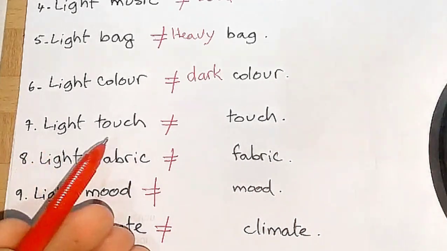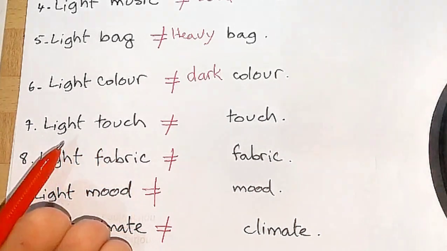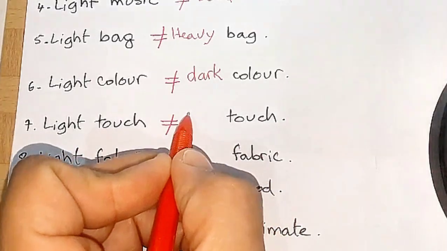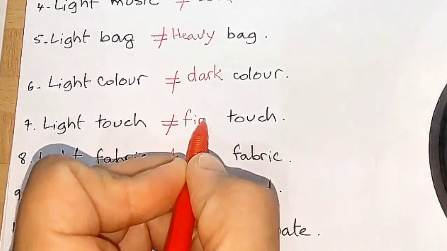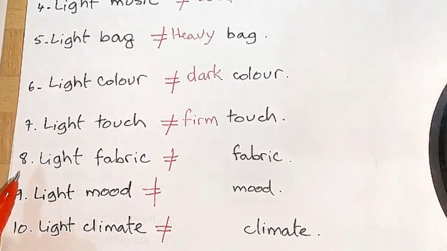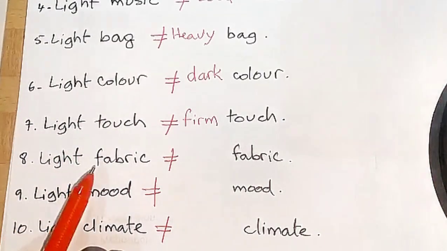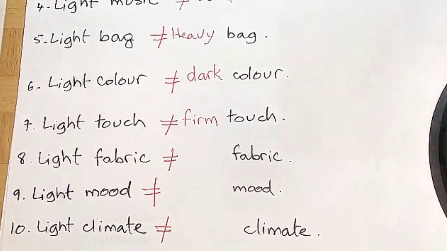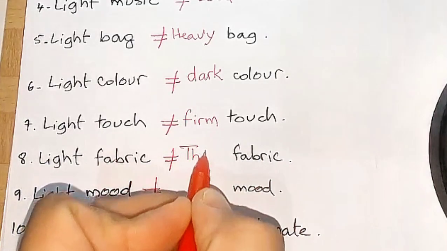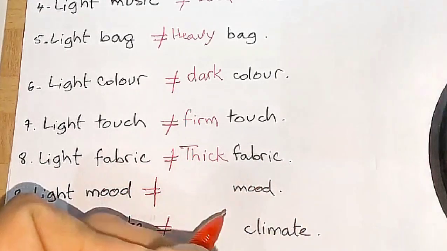Next one, number 7, light touch. Is it dark touch, heavy touch, strong touch? No, it's something new. It's firm touch. Firm touch. Number 8, light fabric. Dark fabric, heavy fabric? No, it's thick fabric.